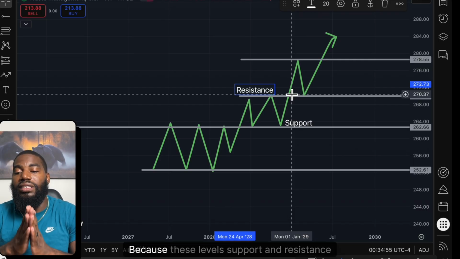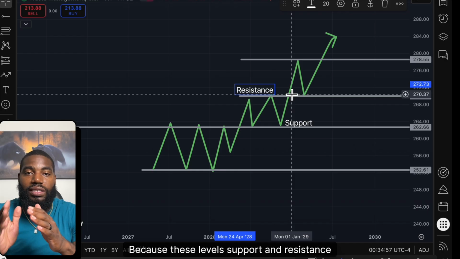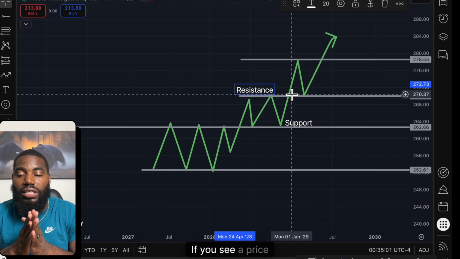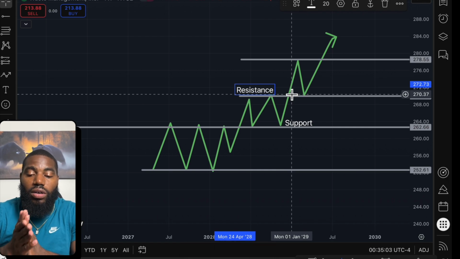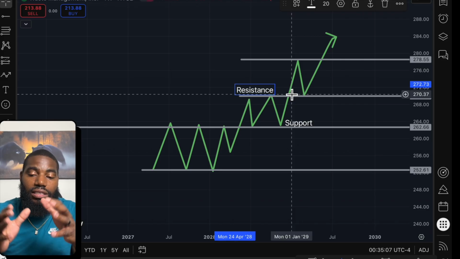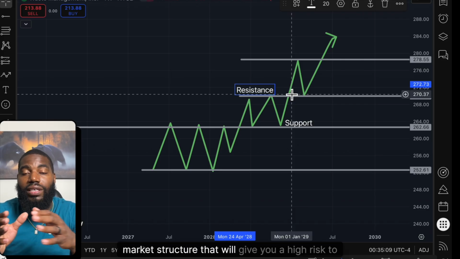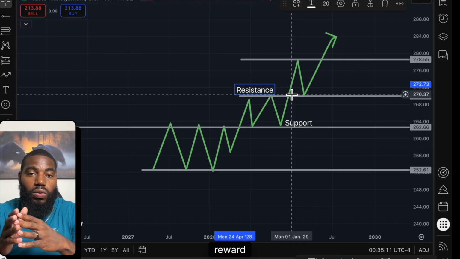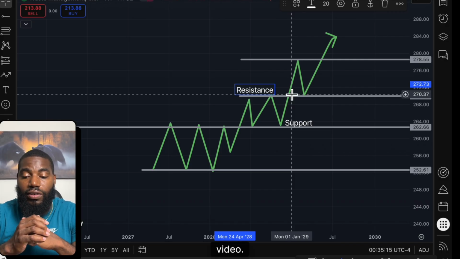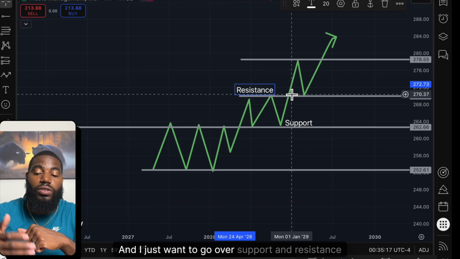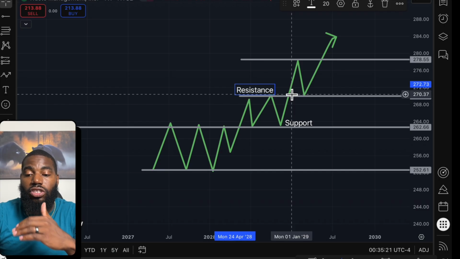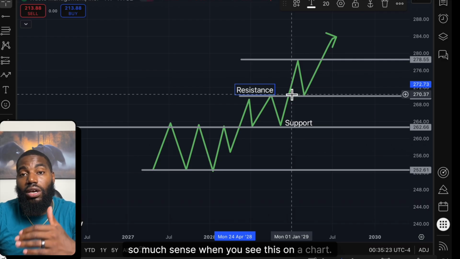Why? Because these levels, support and resistance, will be your best entry. If you see a price break resistance and come back to support, that is market structure that will give you a high risk to reward ratio. And I'll break down risk to reward in another video. I just want to go over support and resistance with you guys because it's going to make so much sense when you see this on a chart.